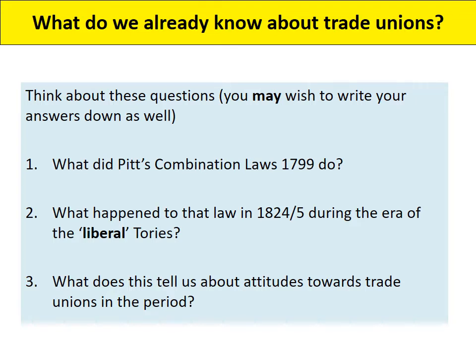Question 2, what happened to that law during the Liberal Tories period? Well, as you would imagine, the Liberal Tories repealed the law. So in 1824, Pitt's Combination Law was completely repealed, which meant that workers were now free to form groups and organisations if they chose to do so. So trade unionism became legal once more.